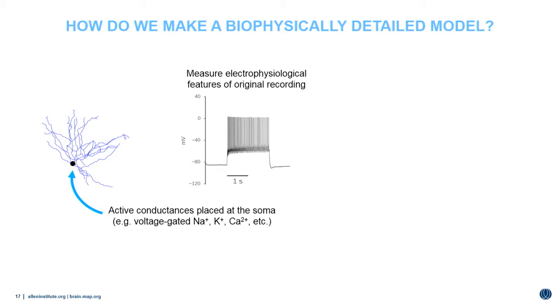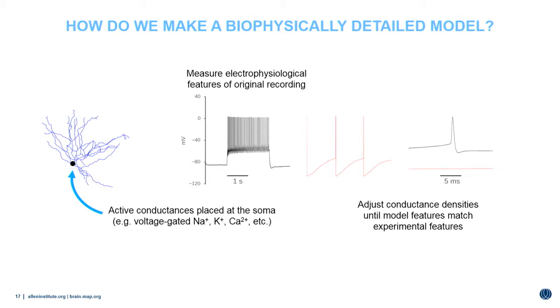The next thing we do is look at the responses of that neuron to a step current injection and measure different electrophysiological features from that original neuron, things like the spike height, the spike width, how fast the cell is firing, a variety of different features. And then we can look at our model, which has just random densities of active conductances here, and keep adjusting those conductances until the model features match the experimental features.